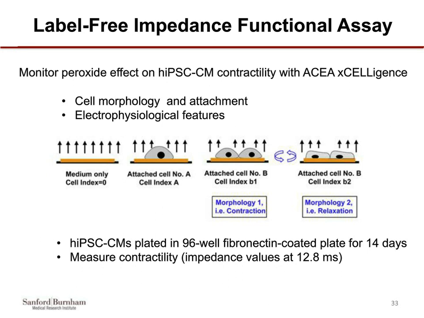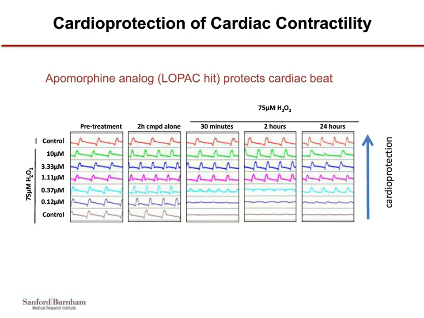This slide shows a typical cardiogram that we can get from this instrument. So first, as I mentioned, we established a consistent beating pattern, which shows here in the pretreatment box, and that's typical beating rate of stem cell cardiomyocytes. And then we can add the compound. This is an apomorphine analog that we picked up from the LOPAC screen. It is a D2 agonist and also has beta-adrenergic activity. So as you can see in the 2-hour compound box there, the beating rate does pick up a little bit, and that's pretty typical of this type of dopamine agonist.